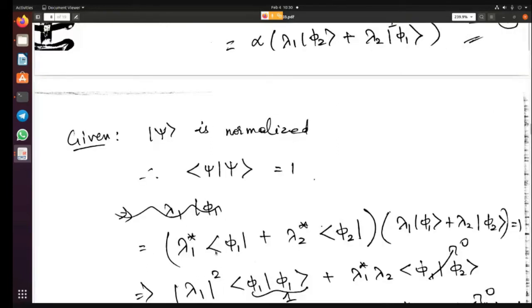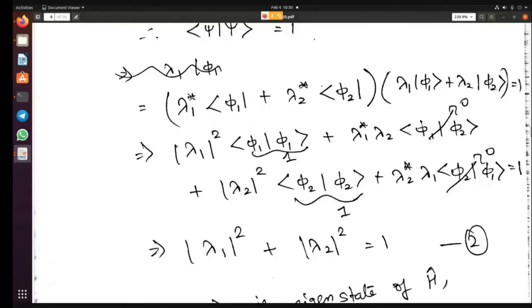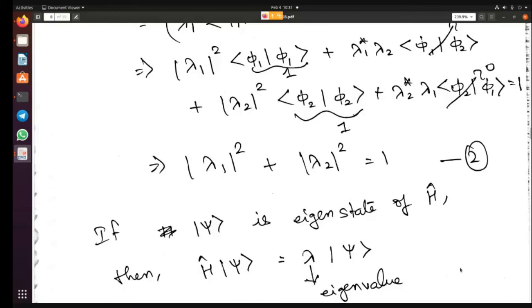So let's do that. If you take bra psi, you will get lambda 1 star into phi 1 plus lambda 2 star into phi 2, multiplied with lambda 1 phi 1 plus lambda 2 phi 2. So this should give you 1. Again, you can apply the orthonormal and orthogonal properties, and you will finally get lambda 1 star into lambda 1, which gives you lambda 1 square, the norm of lambda 1, plus the norm of lambda 2, which gives you 1.